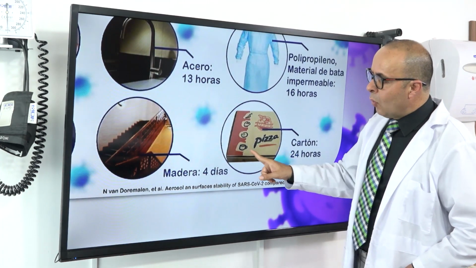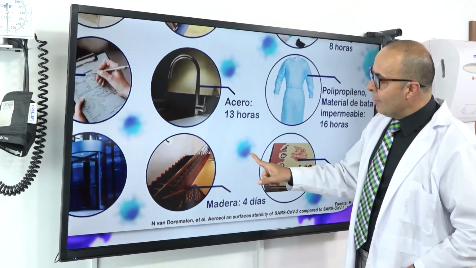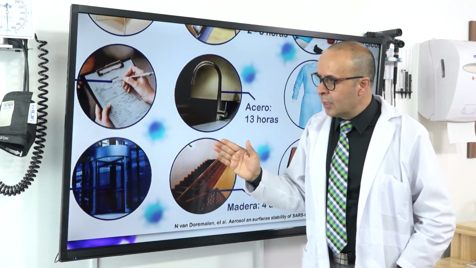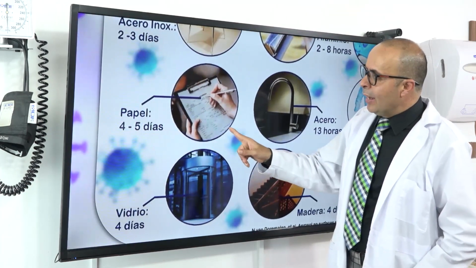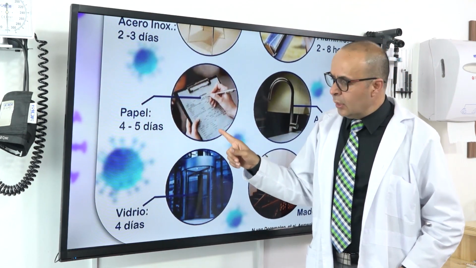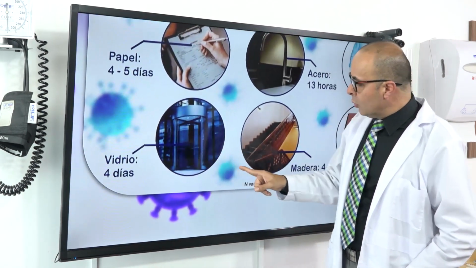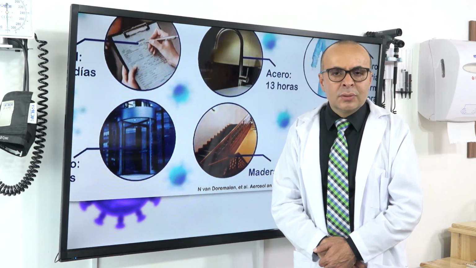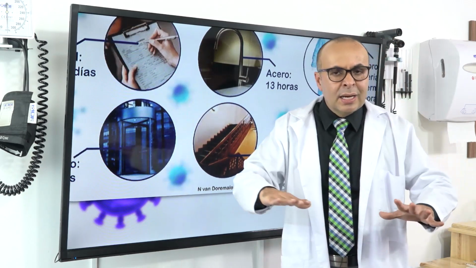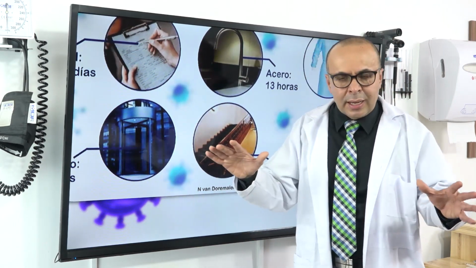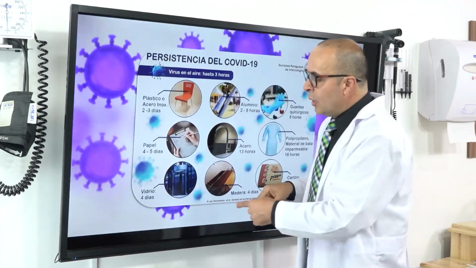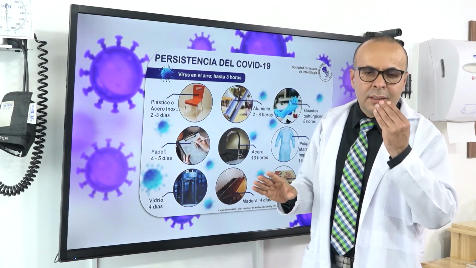It could stay for 24 hours on cardboard, and surprisingly, it could last for 13 hours on stainless steel surface. Listen to this. It could stay on paper for 4 to 5 days, on glass for 4 days, and on wood for also 4 days. This means that surfaces remain contaminated, and when you come to touch it, the virus will get on your hands. It won't do anything on your hands, but if it gets in your mucous membrane, then it will cause damage.